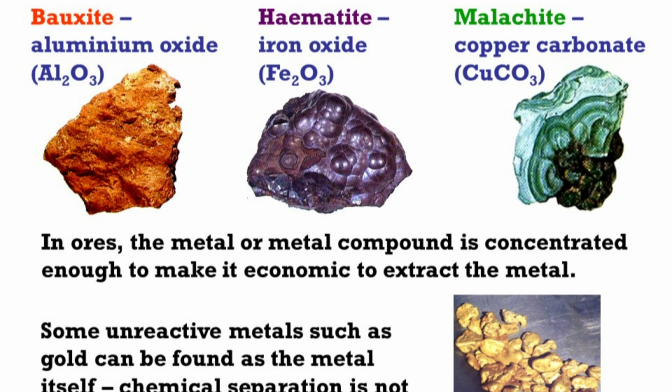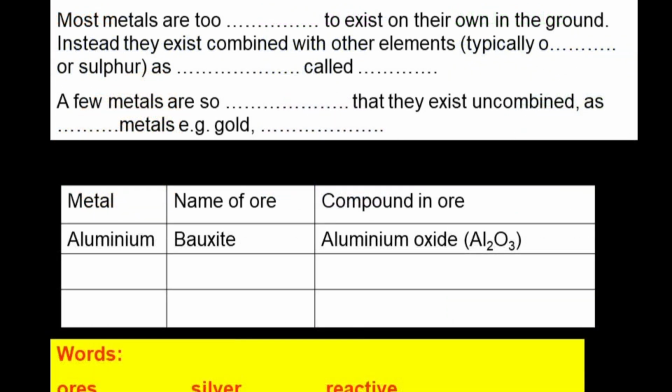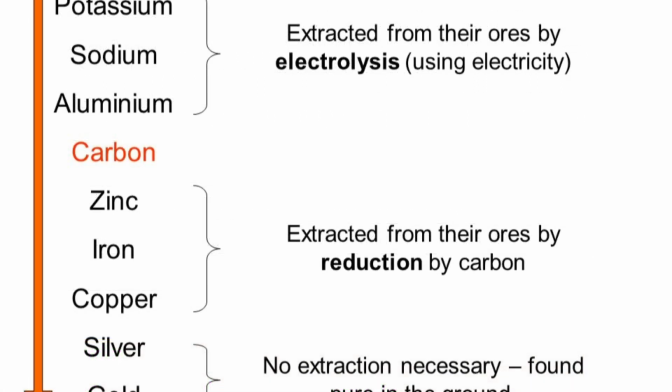So, what to do? First of all, here is a little sentence that you need to write down somewhere. Can you just fill in the words that fit into each of those as you go through the text? Underneath that, there is also a table. And again, just fill that out onto a sheet of paper so that you've got the name of the metal, the name of the ore, and the compound. So, how to get it from its ore and what to do.